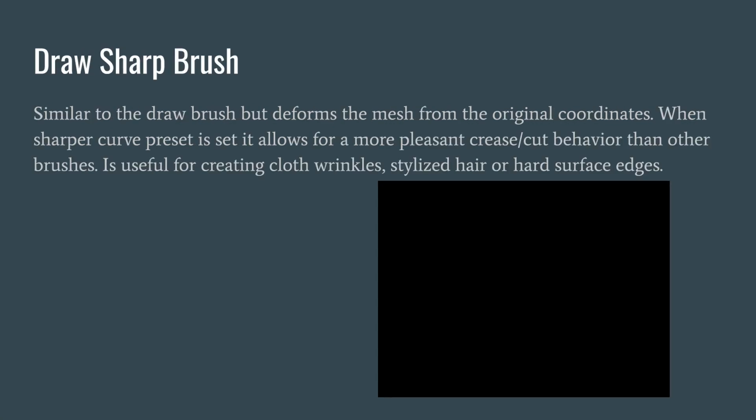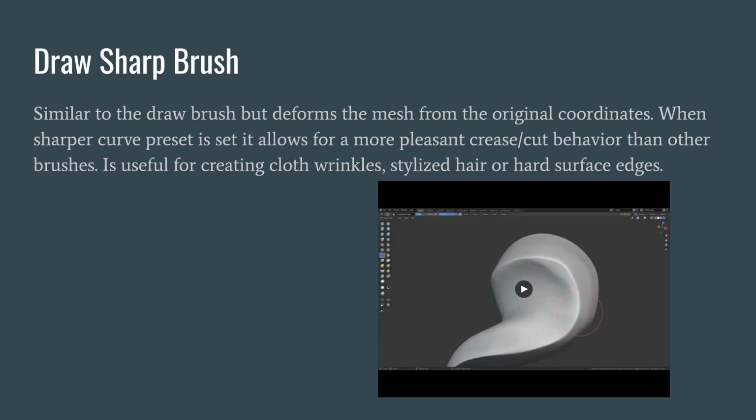So moving on, we have the draw sharp brush. Now, this is a really cool brush. I see a lot of potential for it. Just reading it here, it says similar to the draw brush, but deforms the mesh from the original coordinates. When the sharper curve preset is set, it allows for more pleasant crease/cut behavior than the other brushes, and it's useful for creating cloth wrinkles, stylized hair, or hard surface edges.